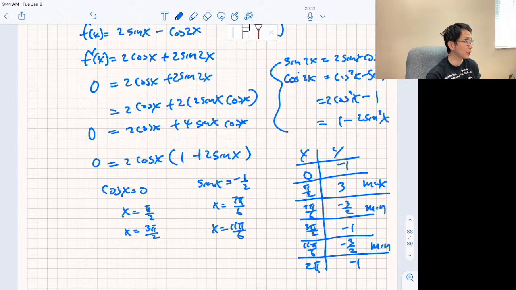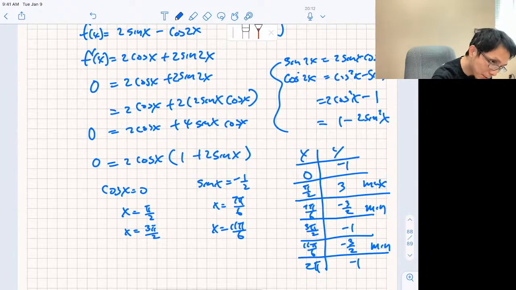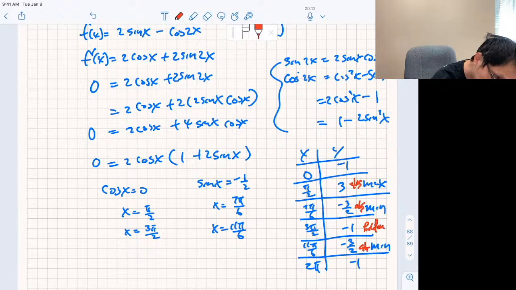You can have more than 2 because they both are at the same value. So you can have more than 1. So this case is absolute. At 3 pi over 2, that's a relative max. So this is absolute. So absolute, absolute, absolute. This is relative max.